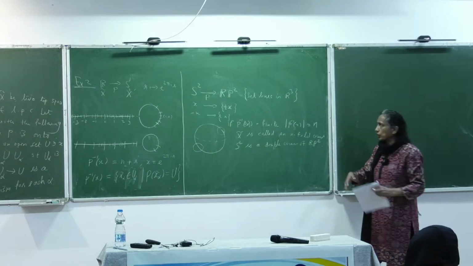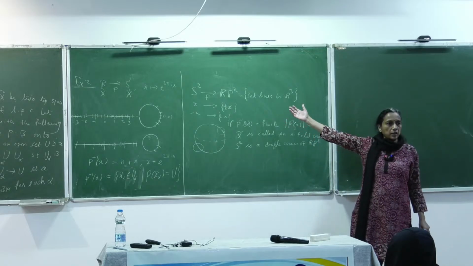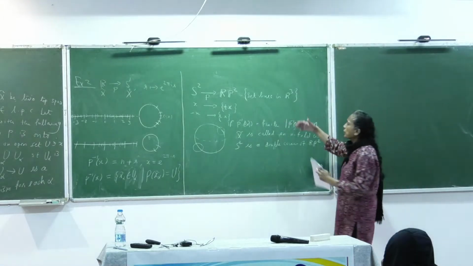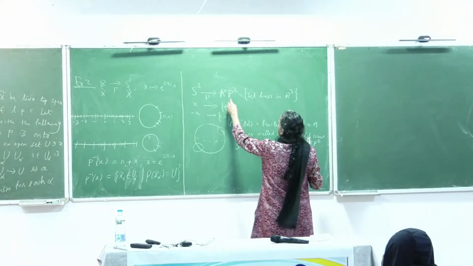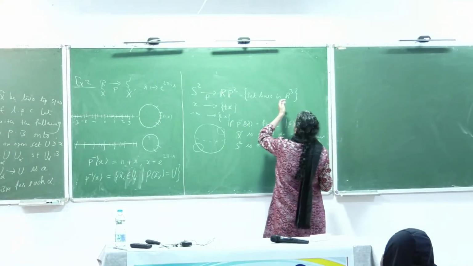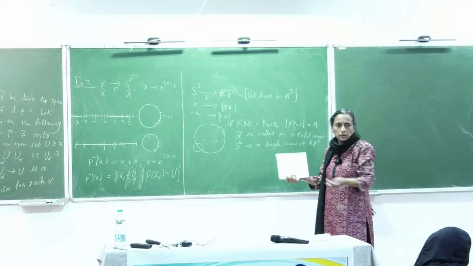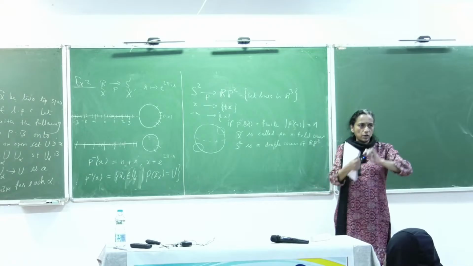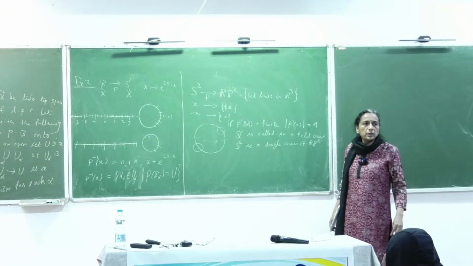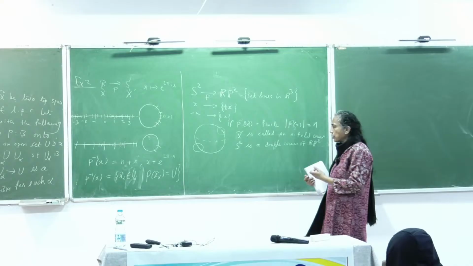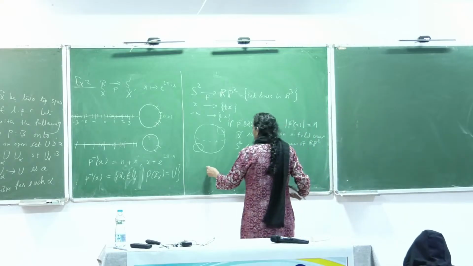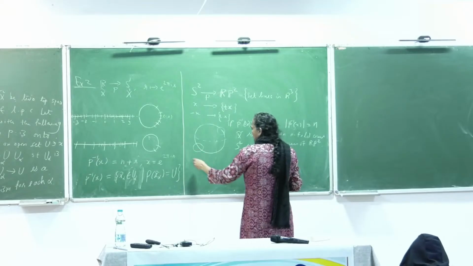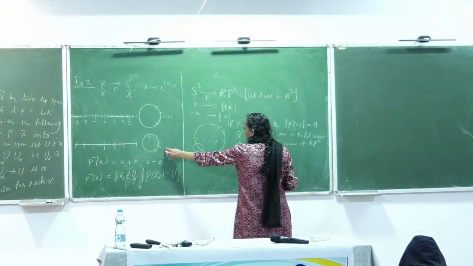Not just RP2, you can do the same thing for S3, RP3, S4, RP4. RP3 would be the set of lines in R4, and S3 would be the boundary of the unit sphere in R4. Those are also all covers. So R is a cover of S1, right?